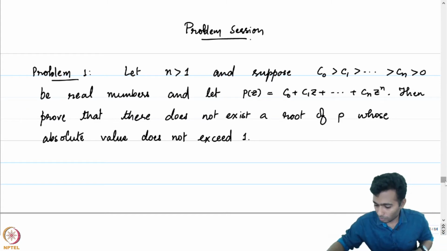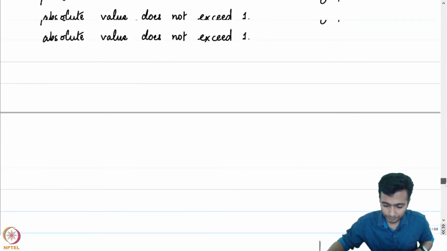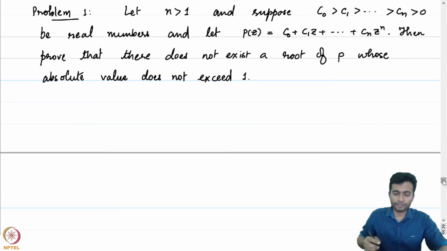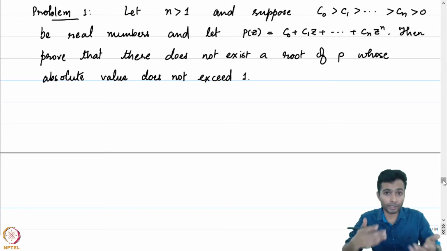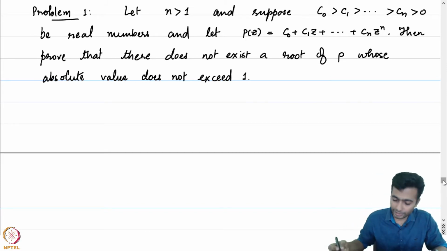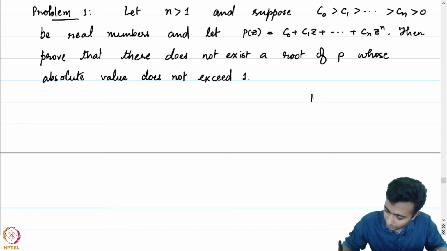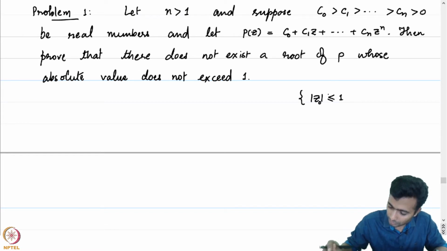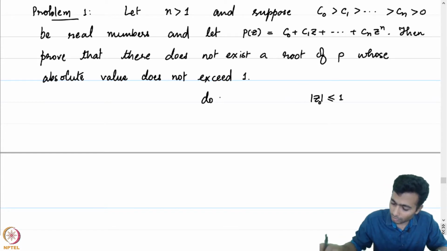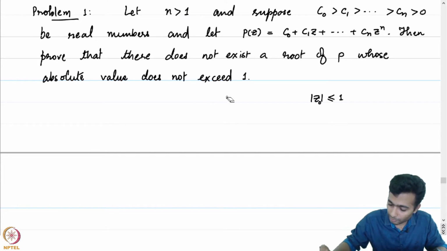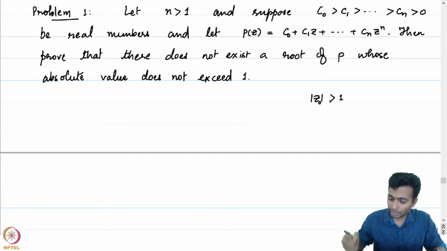Let's think about what the problem says. Let's revisit the statement and see what it says. So it says that if there is a root, it does not have a root whose absolute value does not exceed 1. What is the meaning of absolute value does not exceed 1? Basically, absolute value is less than or equal to 1. This is what it cannot have. It does not have a root which has absolute value less than or equal to 1, which means that absolute value should always be greater than 1.